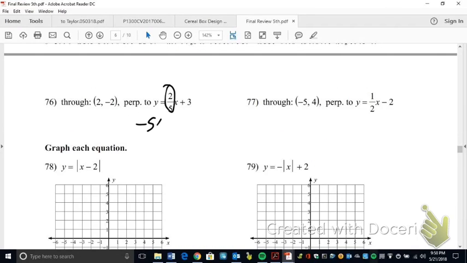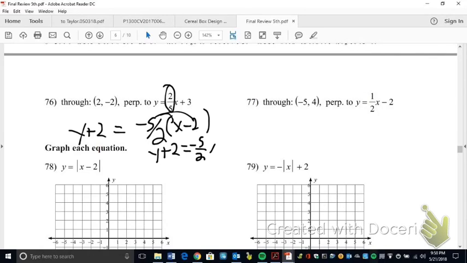Here, perpendicular, so we know that our slope is now negative 5 halves. So we're going to go y plus 2 equals negative 5 halves times x minus 2. Distribute that negative 5 halves, and we get y plus 2 equals negative 5 halves x plus 5. Subtract 2 from both sides, and we get y equals negative 5 halves x plus 3.